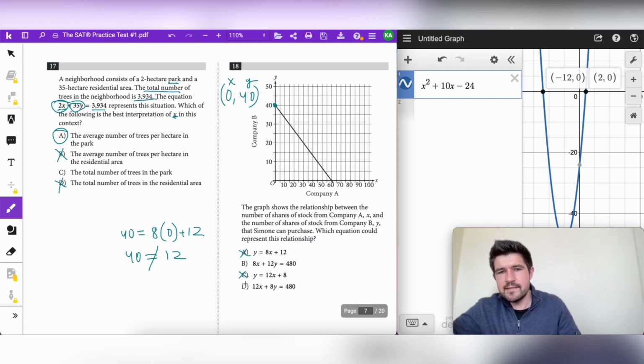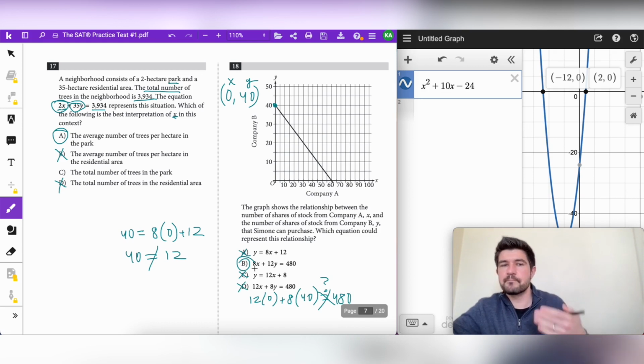Now, if we take this point, I can already see there's only one of these that's going to work. So if we try it in D, I want to show you why this is wrong and B is the answer. If we do the same thing, we should get 12 times 0 plus 8 times 40 equals 480. And we're going to check, is this actually true? Remember, we need it to be true because that point's on the line. So we get 0 plus 320, which is 320, which is not 480, which shows why D is wrong.